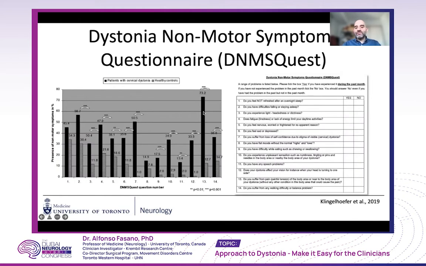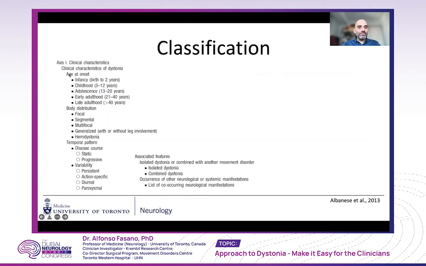I also need to emphasize, and this is just an example, that people with dystonia have a variety of non-motor problems, usually anxiety and depression, and that goes beyond the disability caused by dystonia. It's probably an endophenotype of the disease, and a classic example in this regard is dystonia myoclonus, where you see a high prevalence of psychiatric problems.